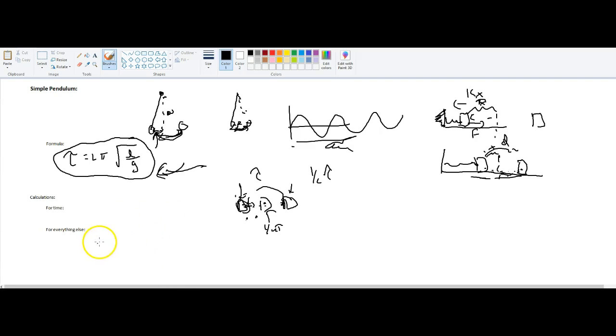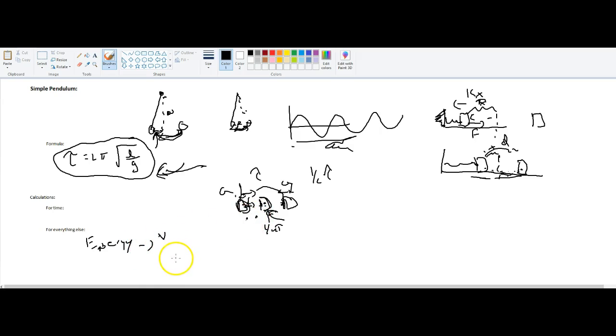Calculations-wise, for everything else, what we're going to use is energy. We're not going to use force for much. Now, you could figure out acceleration at the two endpoints, right? Because you'd have the force there. You figure out the acceleration in the middle because there's no force at the equilibrium place. Everything else should be discovered by energy, right?